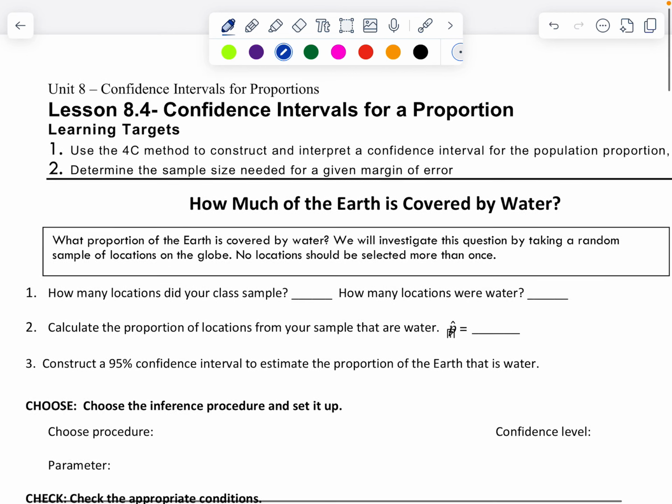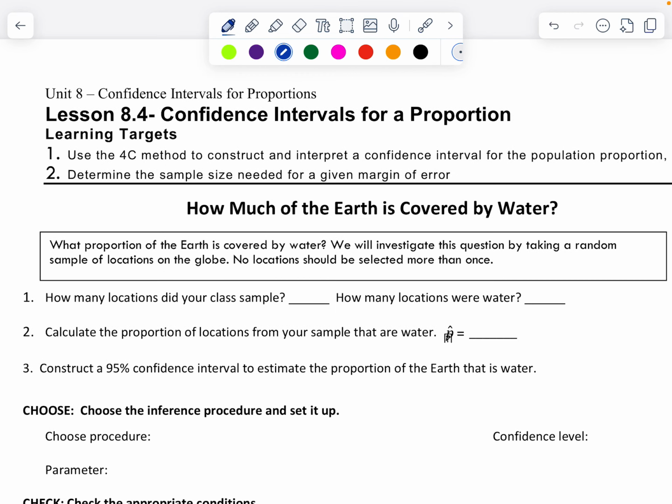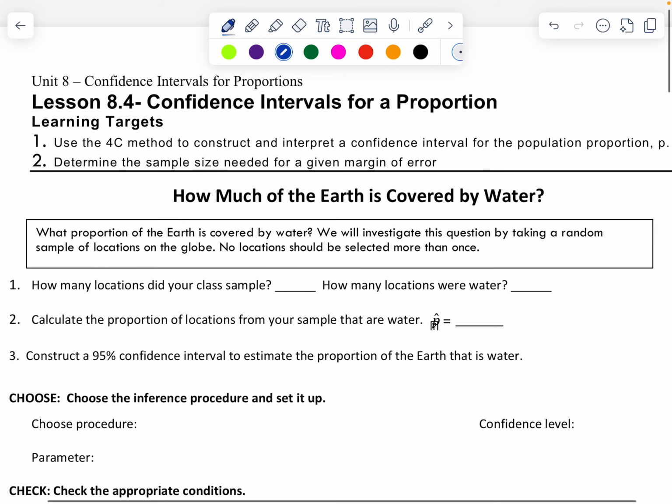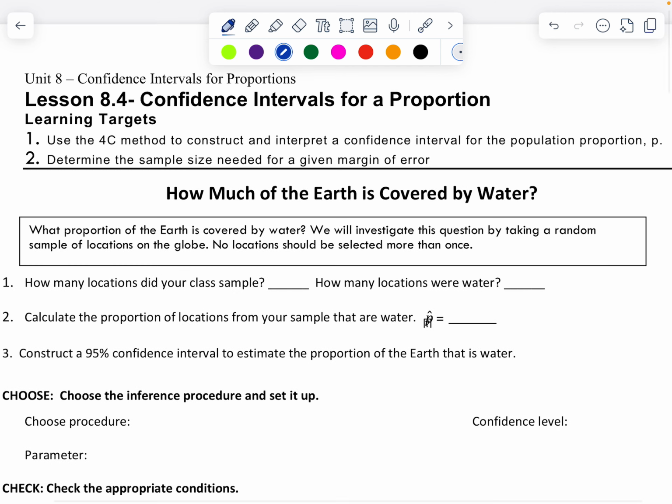All right, let's work through this lesson 8.4, which is just a continuation of what we did in class on Friday, which is building a confidence interval for a proportion. All I'm doing in today's lesson is introducing you to this 4C method. The 4C method is just kind of a framework to help you remember all of the parts that you need to include when you are doing an inference procedure.